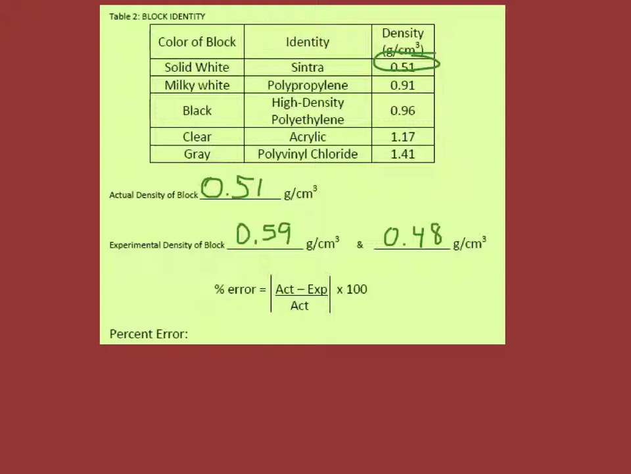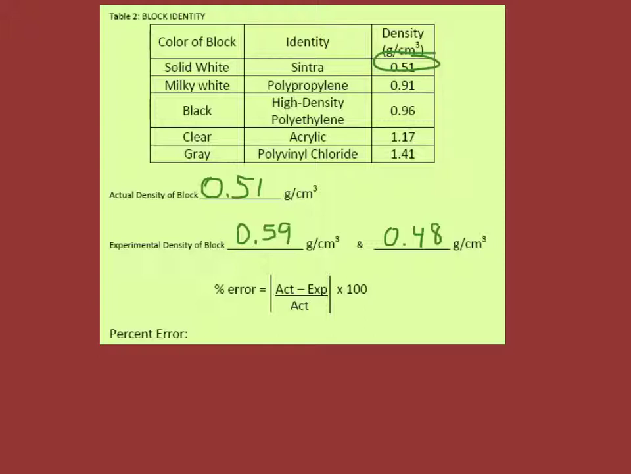The percent error will be the comparison between the actual value of 0.51 and the experimental value, first using the 0.59 and then second using the 0.48. So I'm going to fill in the equation and then show how that will apply. In the case of percent error, the units will wind up canceling each other out, and our final answer will be stated as a percentage.